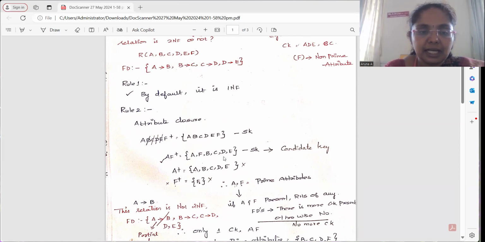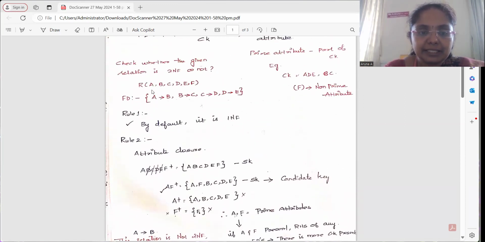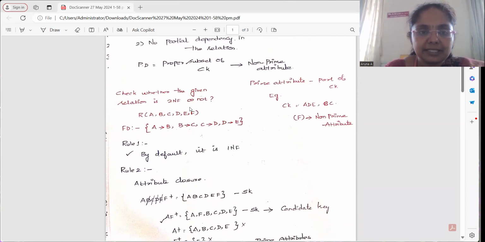So we can conclude that there is no more candidate key present in this particular relation. So we can conclude that A and F is a primary key, and B, C, D, and E are non-prime attributes. Now we are checking, is there any partial dependency in this functional relation or not? How can we check the partial dependencies?